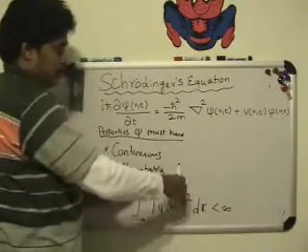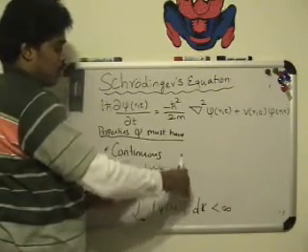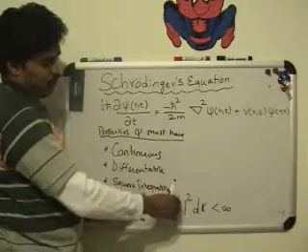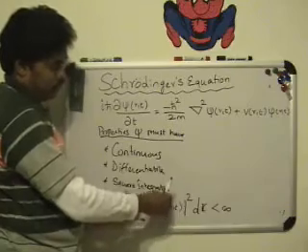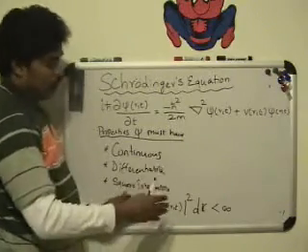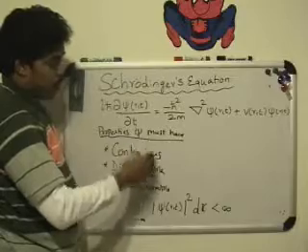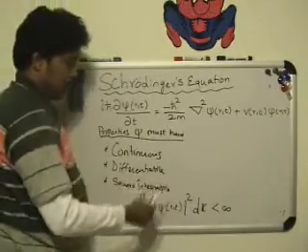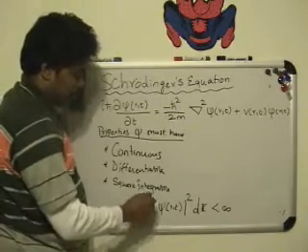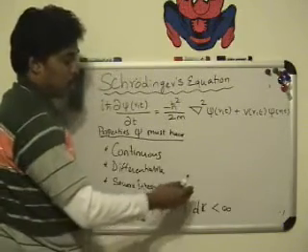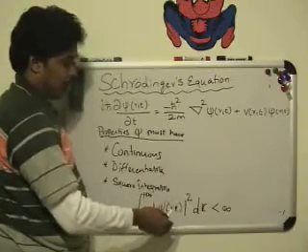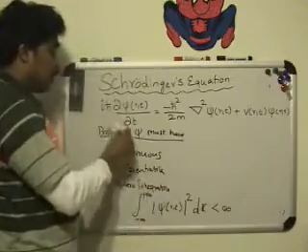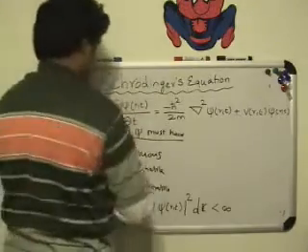so again, this is the square of the norm of the function, the square of the norm of the wave function. And if you take the integral from minus infinity to plus infinity, it should be less than infinity. So that's what we mean by square integrable. So these are the properties the psi function must have.